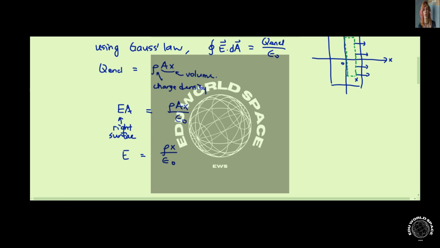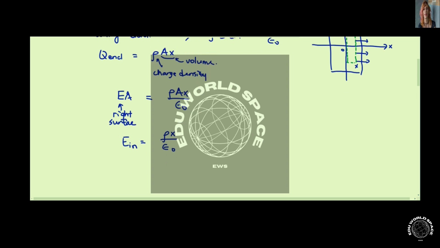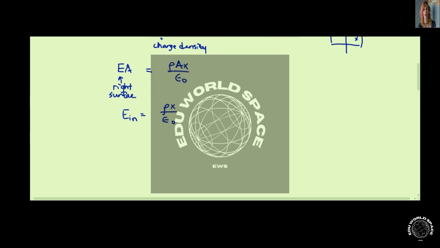This is the magnitude inside, and for the direction, E inside will be rho x over epsilon naught times x hat, or i hat. If it's on the negative side, it will be pointing to the left, and on the positive side it will be pointing to the right. So the vector form would look like that.